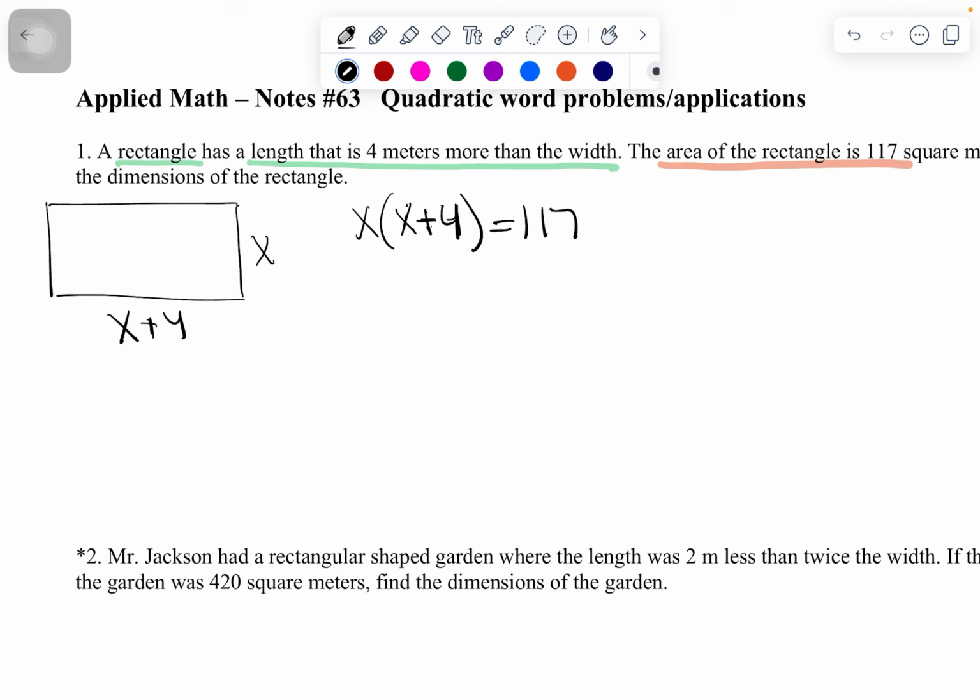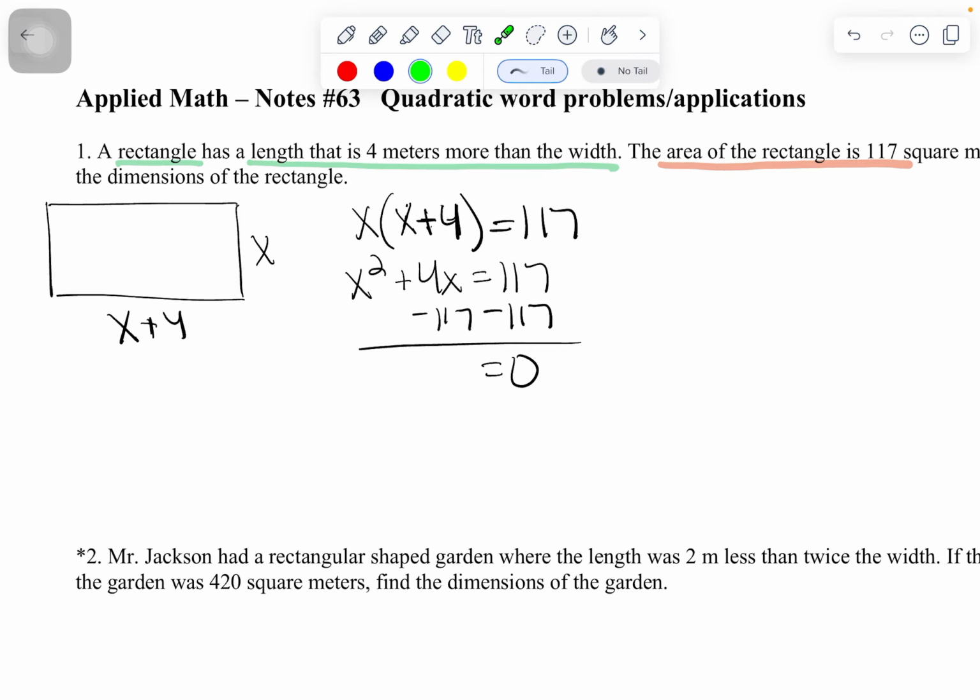Let's do a little distributive property here. It's going to be X squared plus 4X, and then it's going to equal 117. To solve a quadratic, I want to get this equal to 0. So I'm going to subtract 117 from both sides. The left side is going to end up with three terms: X squared plus 4X minus 117.